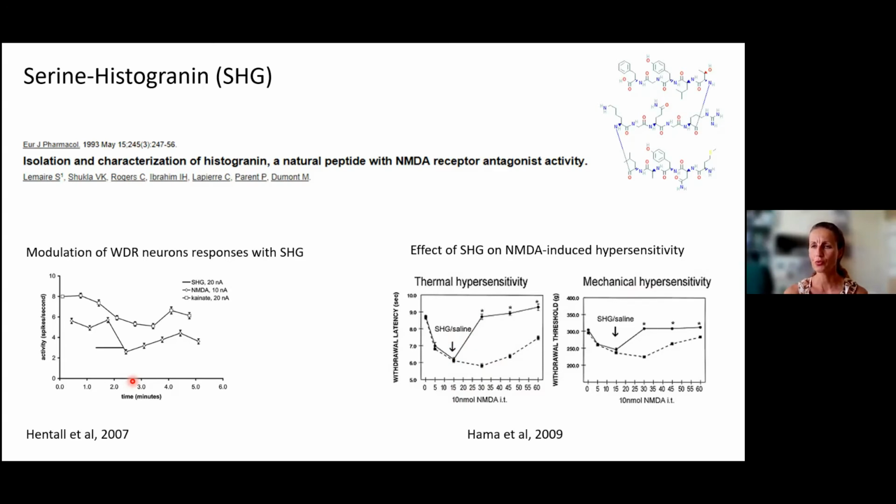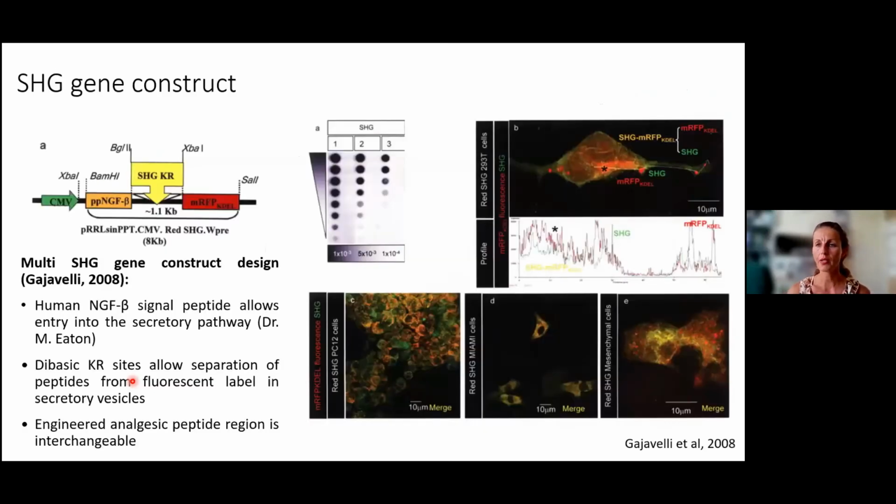So based on those data, our approach was to use the serine histogranin in the form of gene therapy, or to generate the engineered recombinant cells. To do that, Dr. Kashavelti and his team engineered a gene construct that encodes serine histogranin, but this construct has been designed in a way that this middle part, the part in yellow here, is interchangeable.